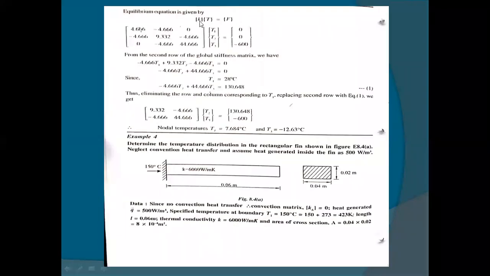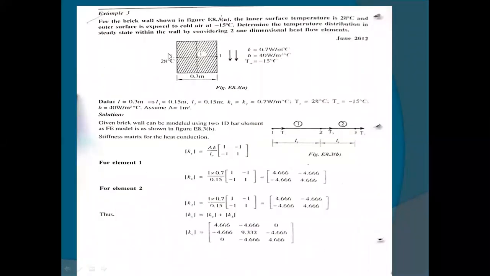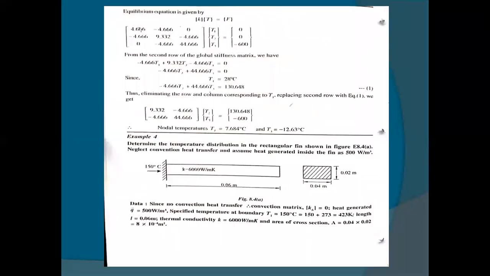Then finally K into T is equal to F. Now here, go to the question. See, T is equal to 28 degrees Celsius. At this point we have node 1, right? At node 1 we have T1. So T1 is equal to 28 degrees Celsius. Convert it to Kelvins, or we can solve this problem in Celsius only, no problem. So we know T1.